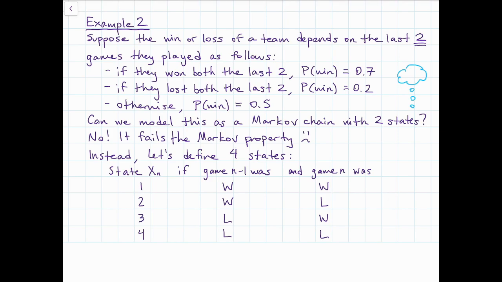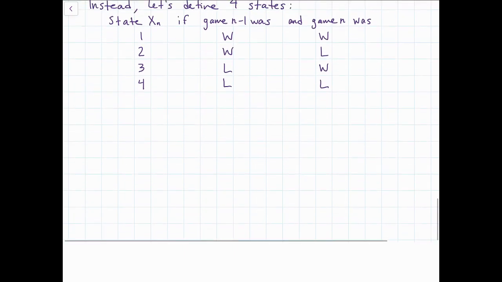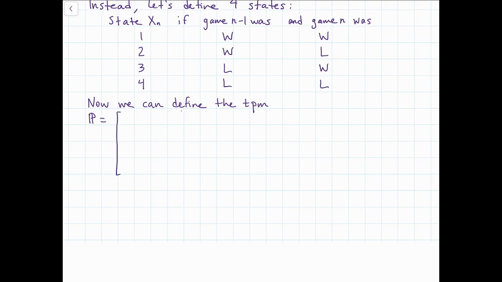So now with these 4 states, let's see if we can define the transition probability matrix. We have the information now to be able to do that. Because we have 4 states, this transition probability matrix P is going to be 4 by 4. Let's see about filling in some of these values. Imagine we start in state 1. That tells us that we've won the last 2 games, game n-1 and game n, and we're thinking about what happens next. What could happen on this next game? There are 2 possibilities: either we win it or we lose it. At this point, we win with probability 0.7 and we lose with probability 0.3.